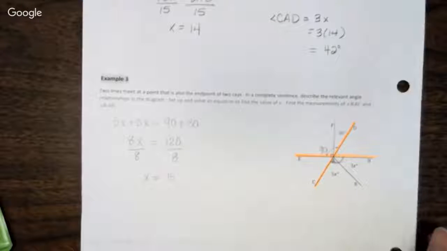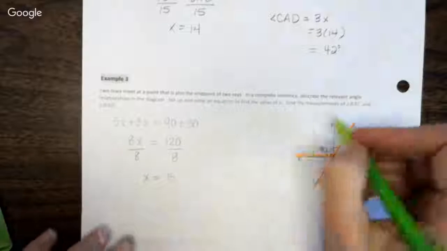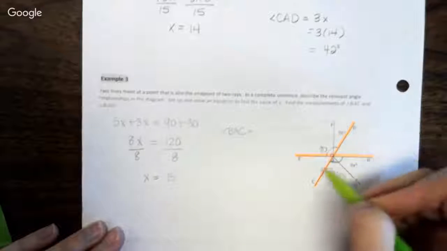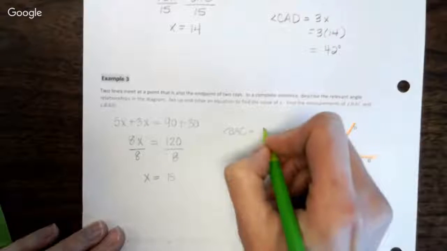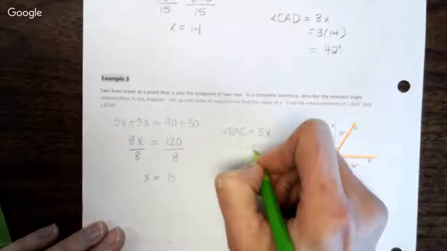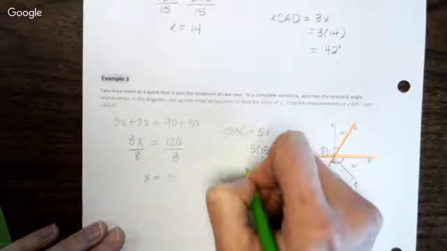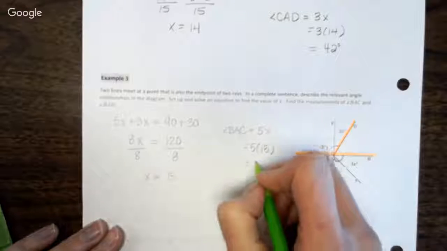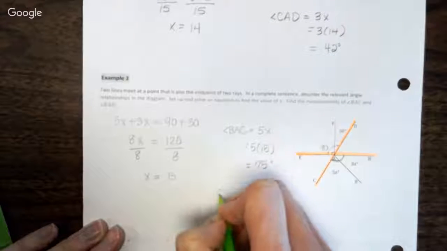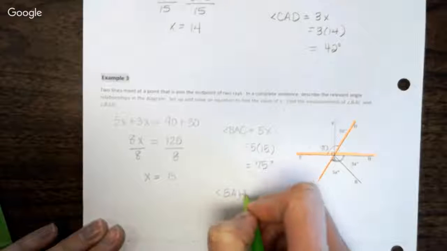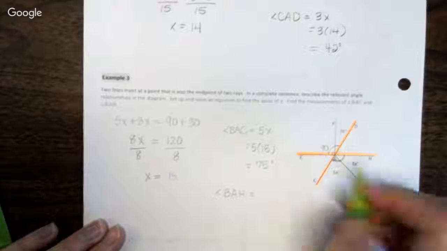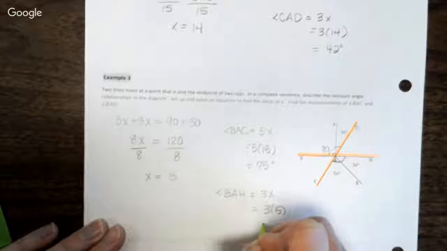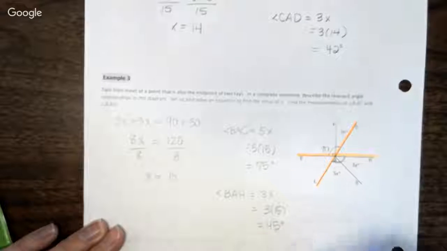All right, so now it says to set up the equation itself for x, which we did, but now we also have to find angle BAC. If you look, angle BAC is 5x, and x is 15, so 5 times 15 is 75. We also have to find BAH. BAH is 3x, so 3 times 15 is 45.